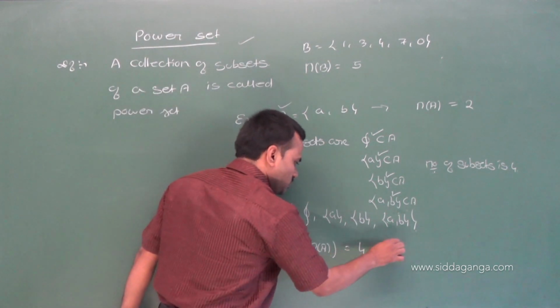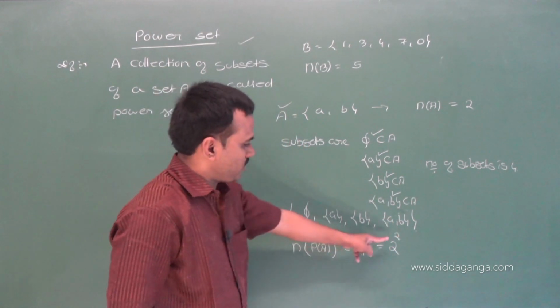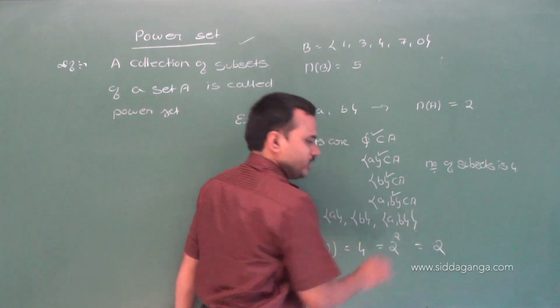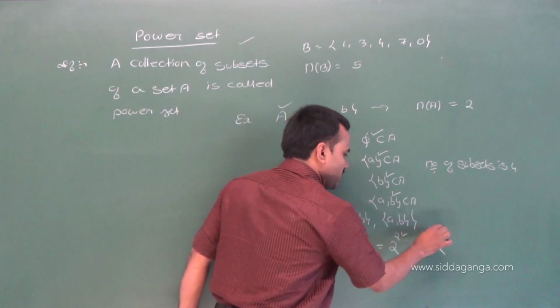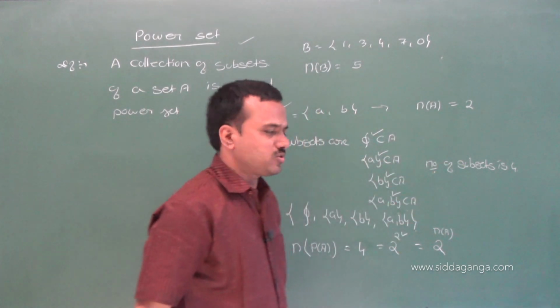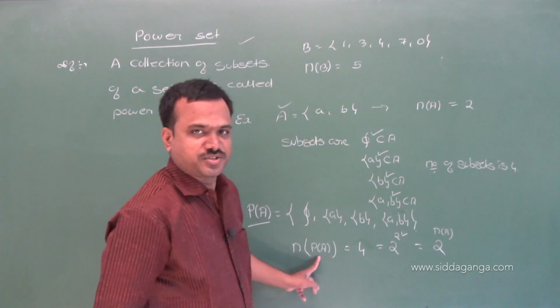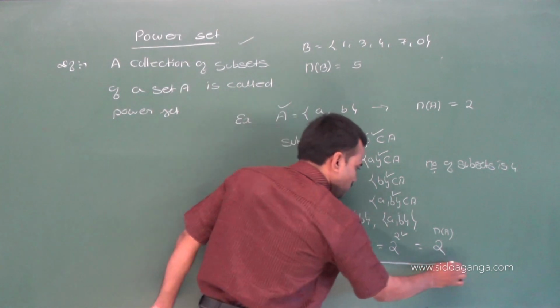This can be written as 2 square. Correct now? 2 into 2, this 2 I can write as N of A. Observe here, N of A is equal to what? 2. So number of elements, this is very important. Observe carefully.